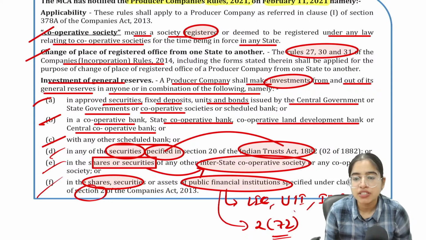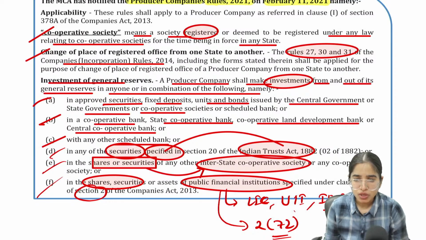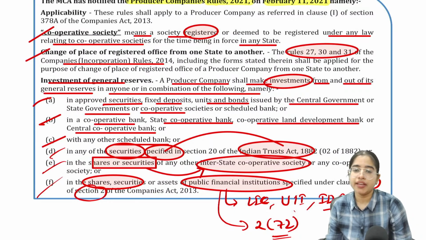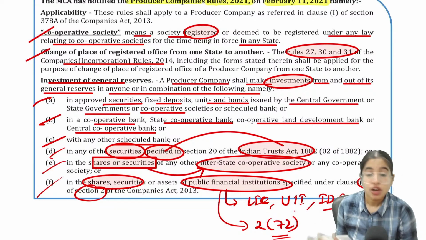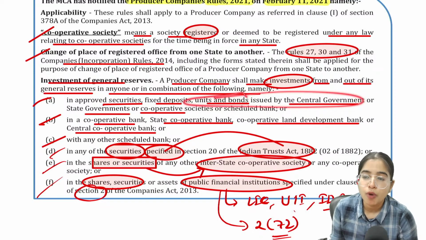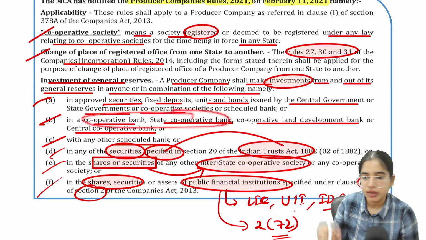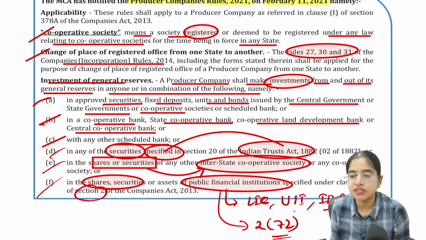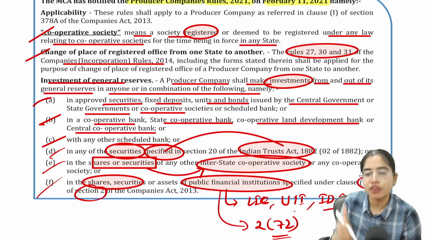So there are some areas given where you can invest the money from the general reserve of the producer company. Basically you can invest that money in safe securities, not risky securities. You can make that investment in securities or bonds issued by the government. Basically government securities are very safe. You can keep it in a cooperative bank, or in a normal scheduled bank. Obviously if you're keeping it in a bank, it's the safest. Next, you can invest in the securities of the Indian Trust Act. Even the securities of the Indian Trust Act are safe.